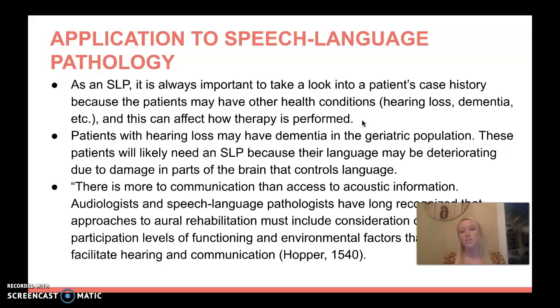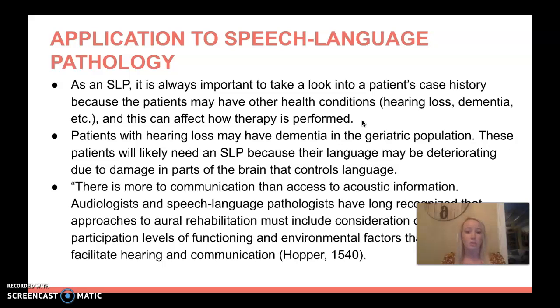Second of all, patients with hearing loss may have dementia in the geriatric population. As you have seen, this is very prevalent. It has been talked about all throughout research. These patients will likely need an SLP or a speech-language pathologist because their language may be deteriorating due to damage in parts of the brain that control language. There is more to communication than access to acoustic information.